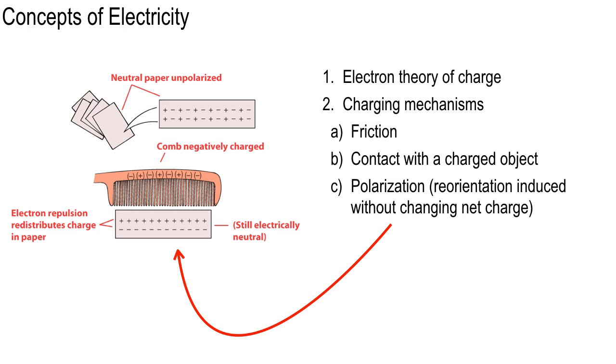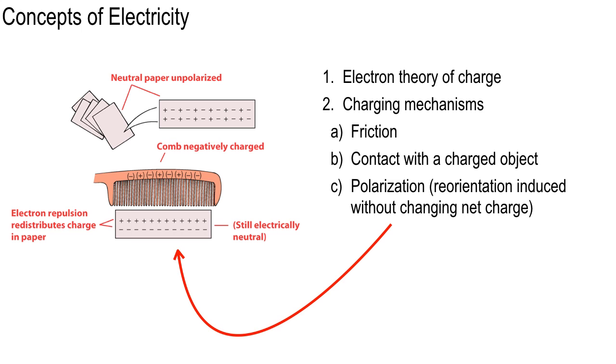All right? So whereas without that comb nearby, it won't have a net charge, it won't have any polarization. There'll be as many positives in the top half as there are in the bottom half, as many negatives in the top half as there are in the bottom half, and it won't be polarized.